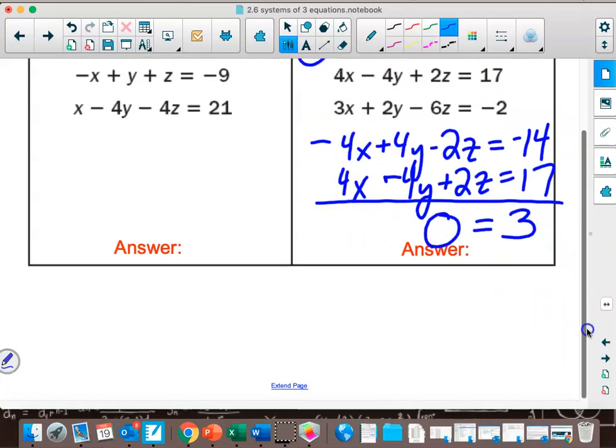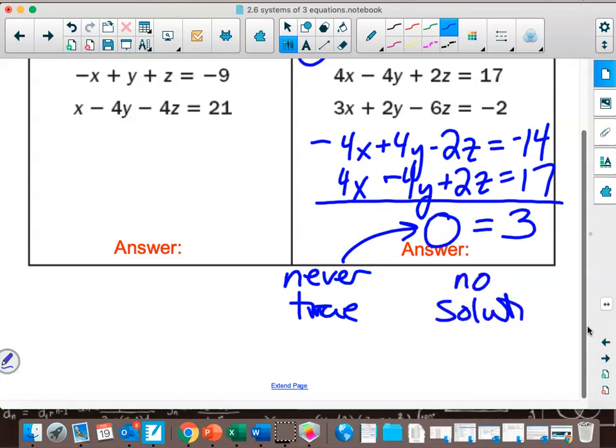So when you hit something that is never true, that means this system has no solution. Now, the other 2 equations might intersect at some linear equation, but there's nothing that all 3 of them are going to have in common, right? As soon as you hit a contradiction, you can just stop and say, hey, this system has no solution.